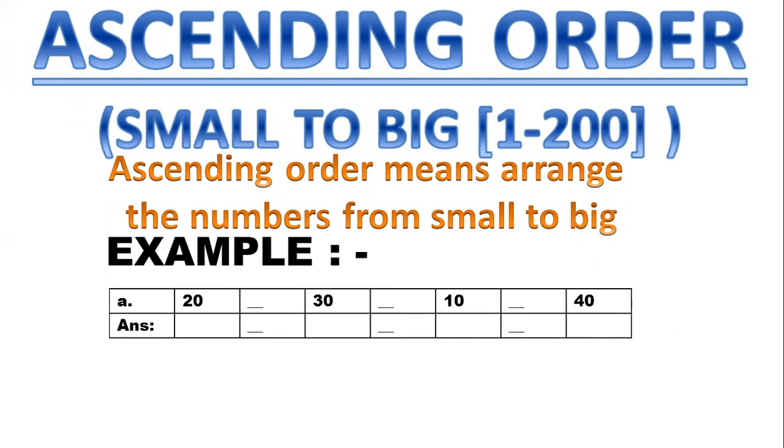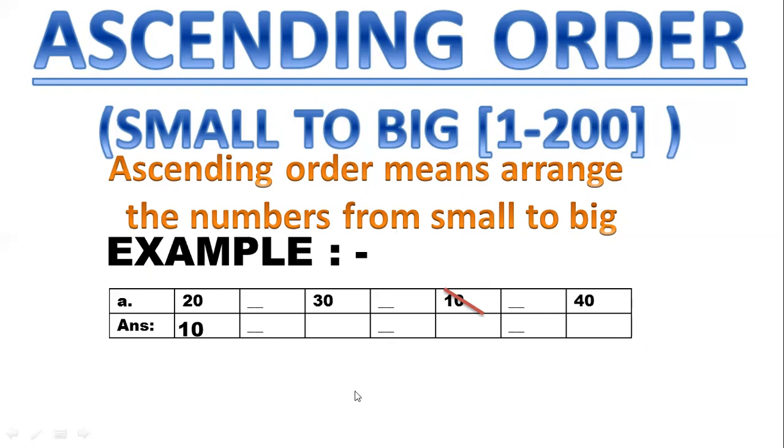Let's take one example. See here. The numbers are 20, 30, 10, and 40. You have to go from small to big, ascending order. Which is the smallest number in this? 20, 30, 10 or 40? It is 10. And when you have finished with one number, just cross it. So you will come to know which numbers are left to be written.